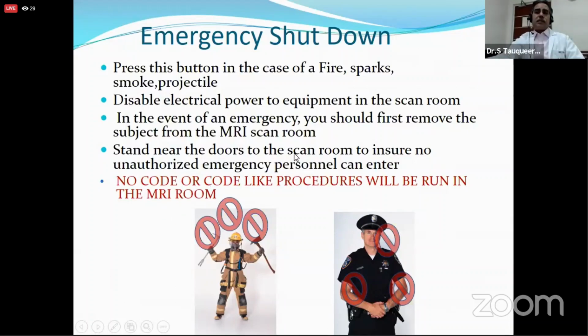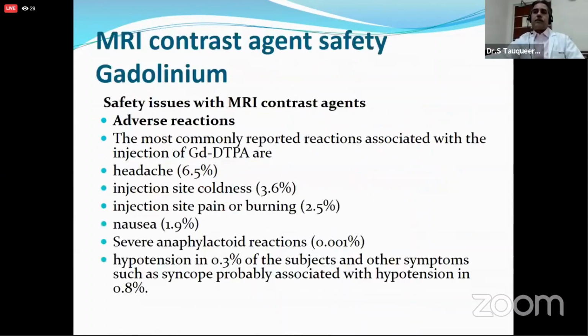And all the patients need to be taken out immediately, but no code, like code blue or anything, should be performed within the MRI room. They should be performed outside of the MRI room. So the patient and the staff should come out of the MRI room, and whatever has to happen, it has to happen outside the MRI room, not within it.